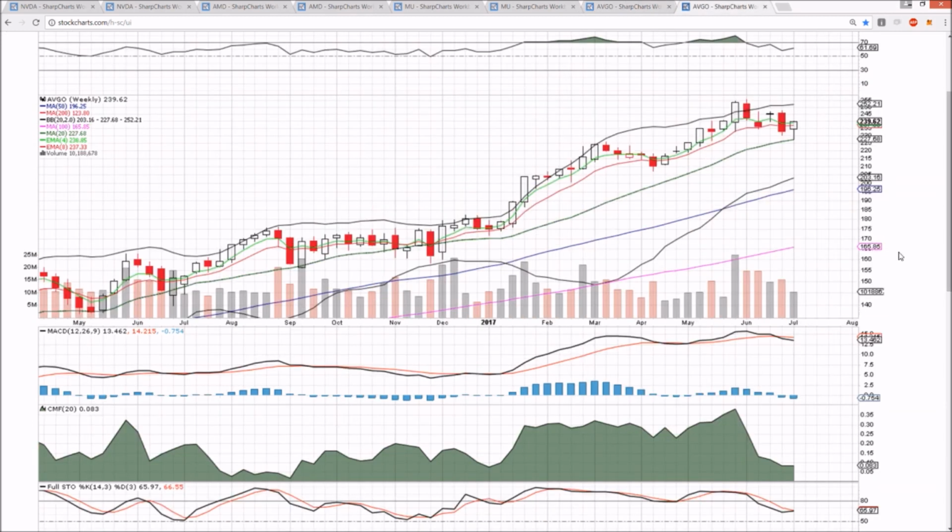Weekly time frame for AVGO, same story. Bulls in full control, bullish reversal hammer off the middle Bollinger Band support, and if we get confirmation, we're going to be looking back up at those recent highs. So the story is the same for the whole sector. Long-term weekly chart, very bullish, no red flags.